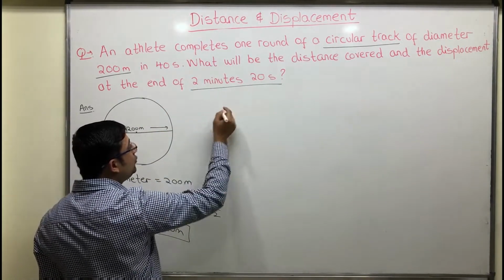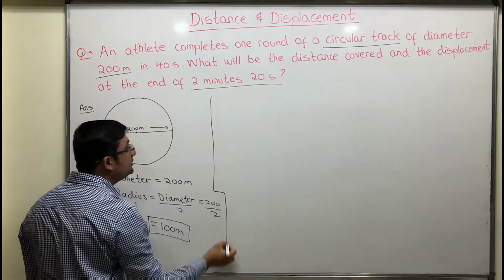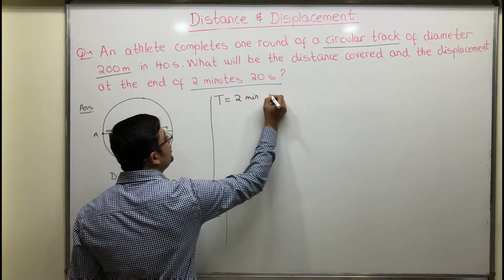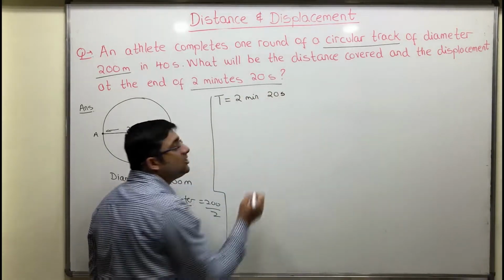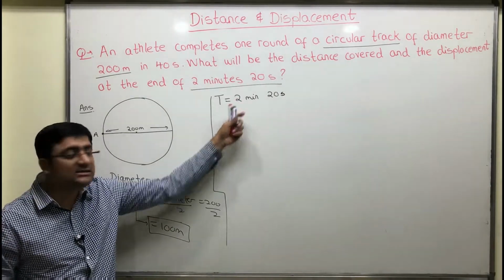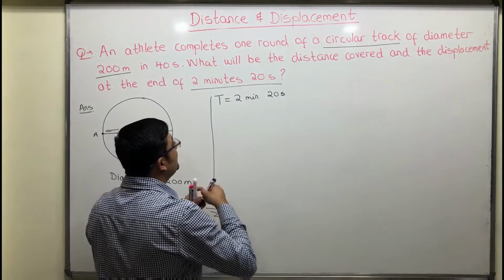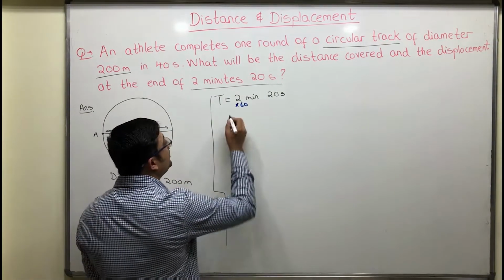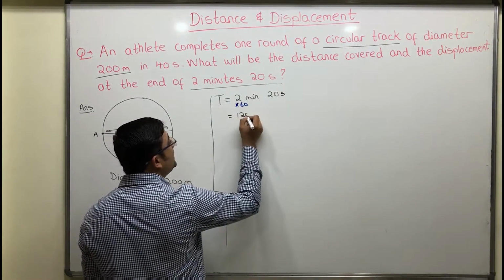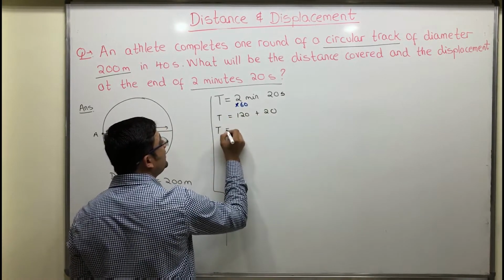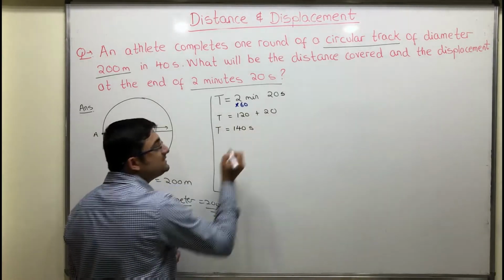Now it takes him 40 seconds to complete one round. So first let's find what 2 minutes 20 seconds means. We have T equal to 2 minutes 20 seconds. Now we have to convert this purely into seconds. One minute is how many seconds? 60. So we multiply by 60. That is 2 multiplied by 60, which is 120 seconds, plus 20 seconds. So the total time taken is 140 seconds.